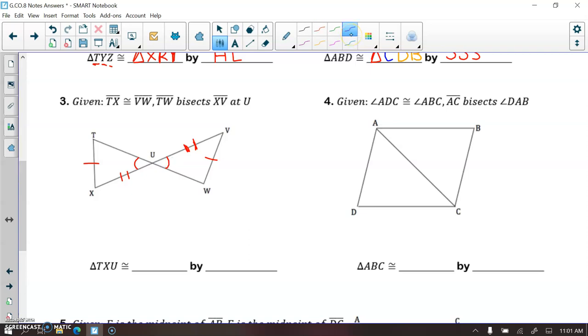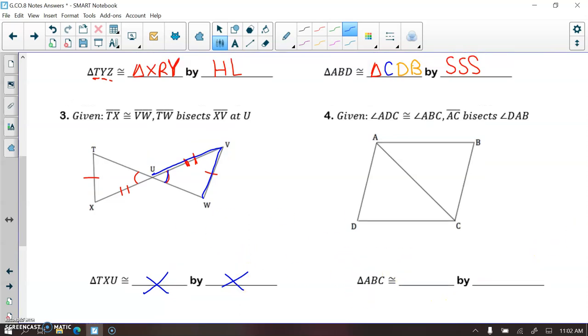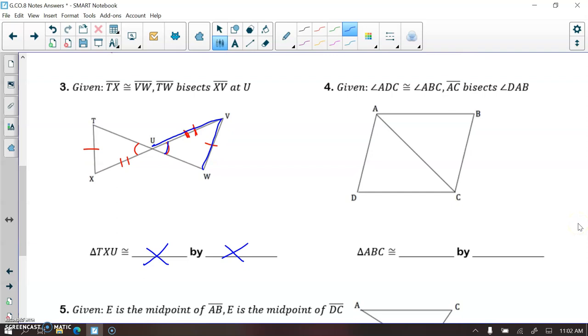Now, for this one, this is side, side, angle. So it's my swear word. And when we have the swear word, they're not congruent triangles. We cannot conclude that these are congruent triangles. So I just put X's through my blanks. They're not congruent.